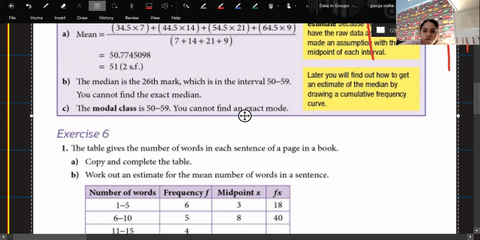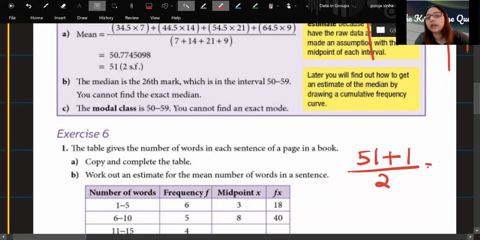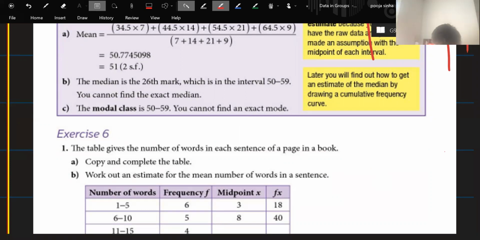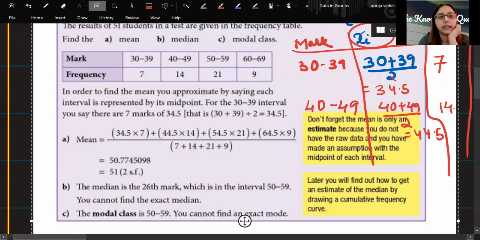51 divided by 2 is 25.5, right? So that is a decimal number. So what we do for an odd number, we add 1 and then divide by 2. So 51 plus 1 is 52, divided by 2 is how much? 52 divided by 2 is 26. Okay, so the 26th observation will be the exact answer.